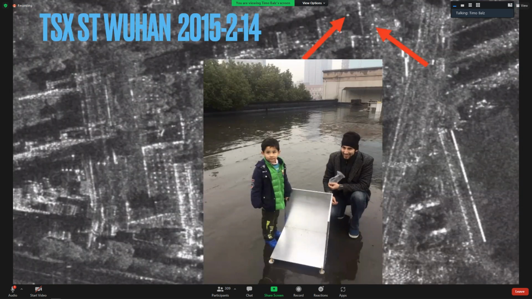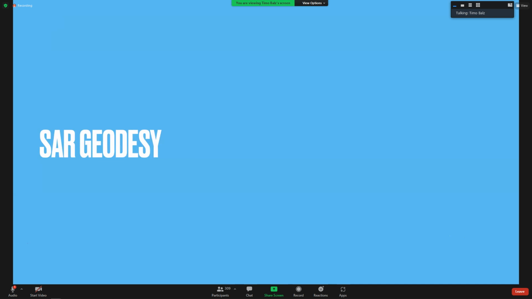Okay. What is SAR Geodesy? I don't have a slide for that. Let me talk about it. In SAR Geodesy, we understand the precise measurement of point targets in absolute world coordinates. So we want to identify the precise position of such targets in the world coordinate system, so the 3D positioning of these targets.